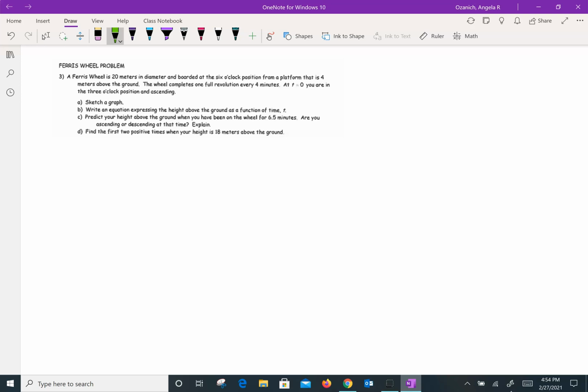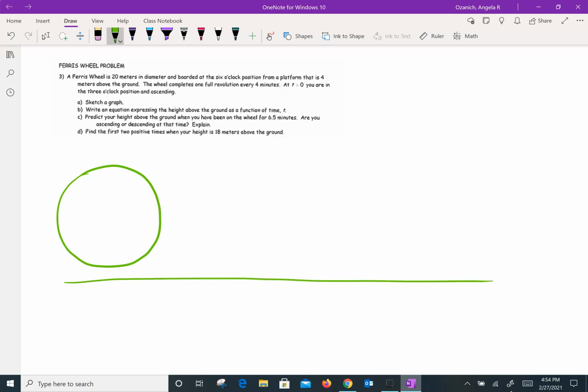Okay, so we have been talking about this idea over the course of our time working on sinusoidal functions. We're going to sketch a graph. The Ferris wheel is 20 meters in diameter. So we're just going to use that information. And again, it is possible to stop the video, see what you can do on this, and then come back just to see how things are going.